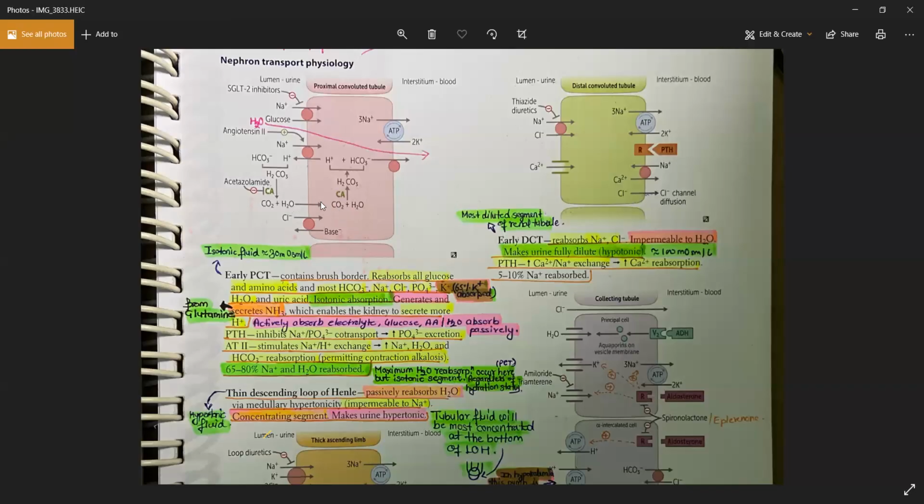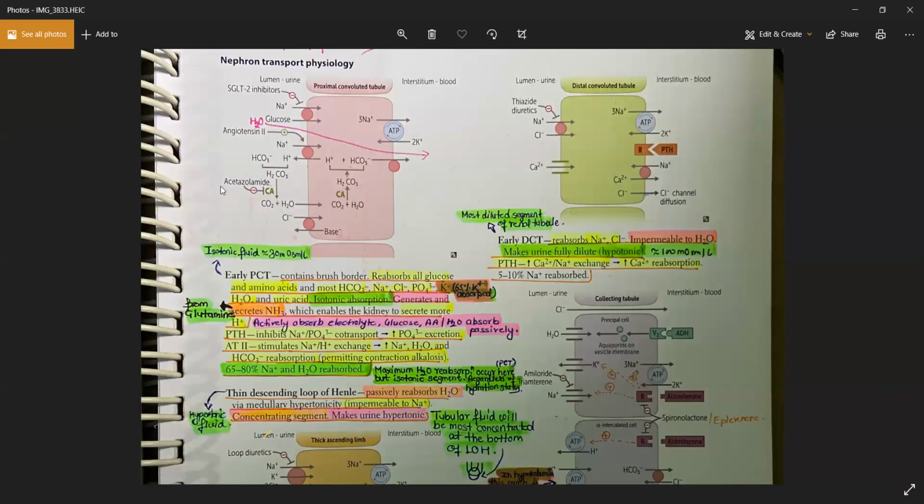Inside the cell, they have the CO2. Again, the water will combine with the CO2 to form carbonic acid, the same process. Then it dissociates into H plus and bicarbonate. Bicarbonate is reabsorbed back into the blood via bicarbonate channels, and again this same cycle repeats.